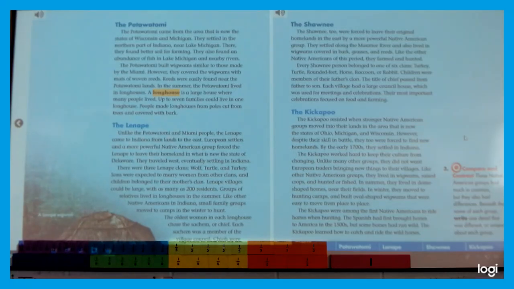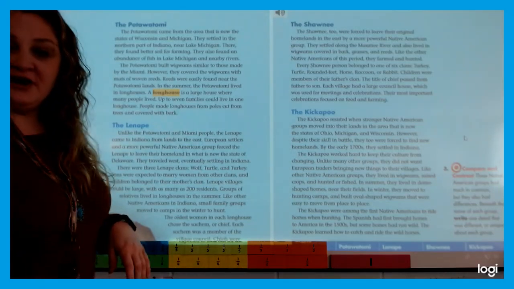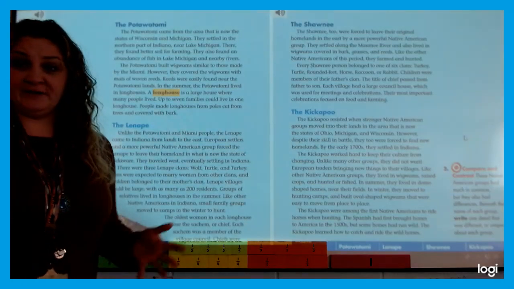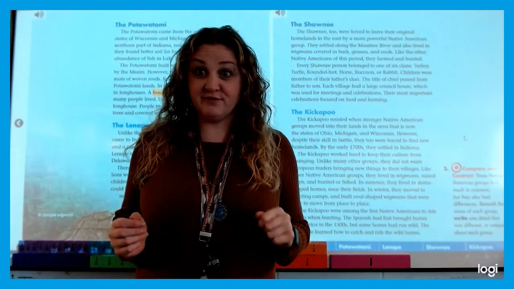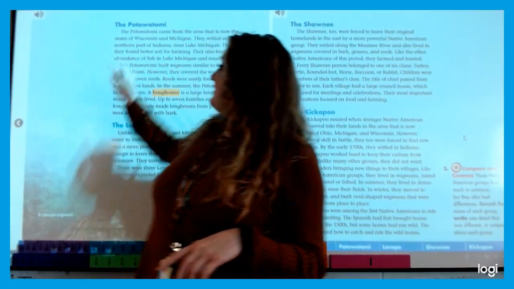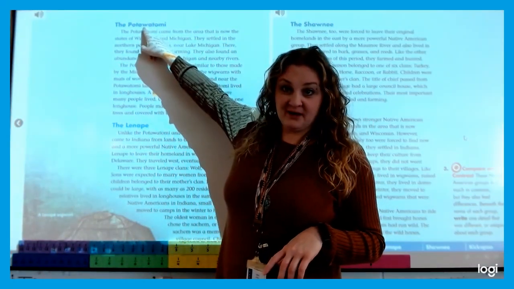Okay, so we've already covered the Miami, so that's all we're going to learn about them. So you got to kind of keep that locked in a little chamber in your brain because we're going to move on to 2 other groups. So the second group we're going to learn about is the Potawatomi.